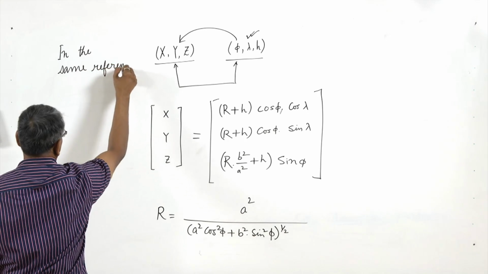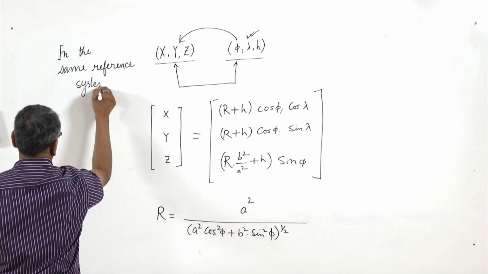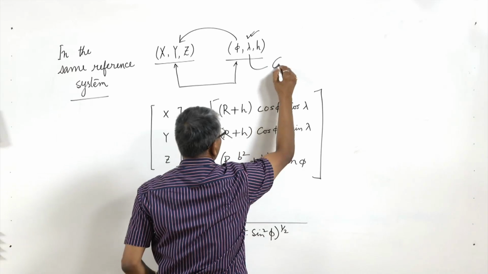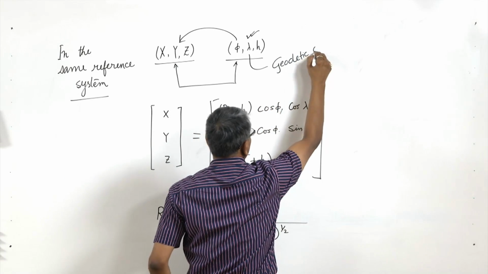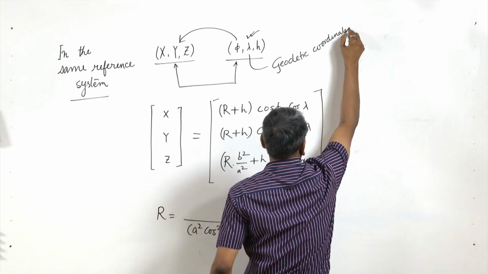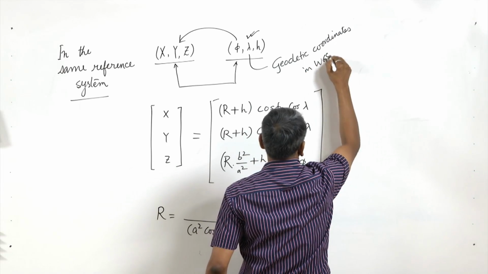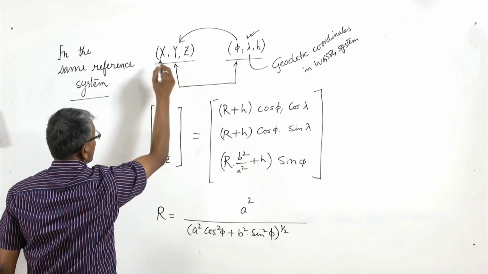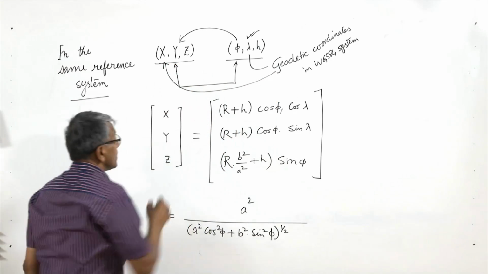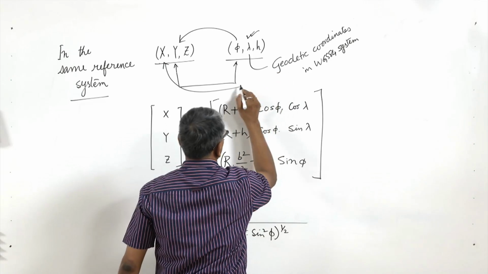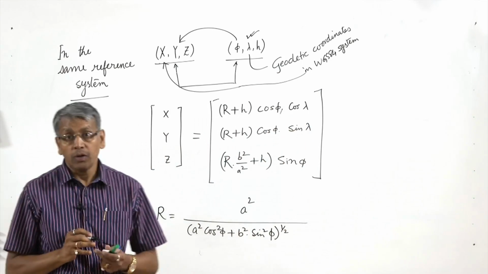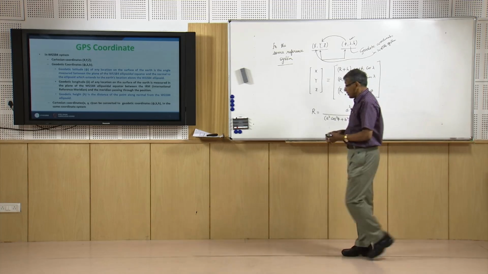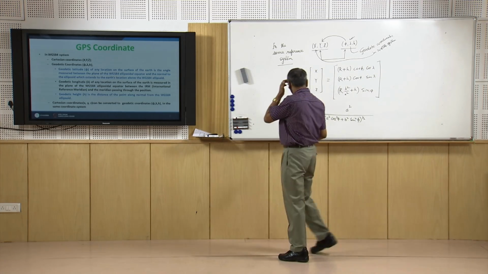One thing we have to remember is that this conversion has to be done in the same reference system. That means if we have the geodetic coordinates in the WGS84 system, then we will obtain the Cartesian coordinates also in the WGS84 coordinate system. So in this way we get the GPS coordinates.